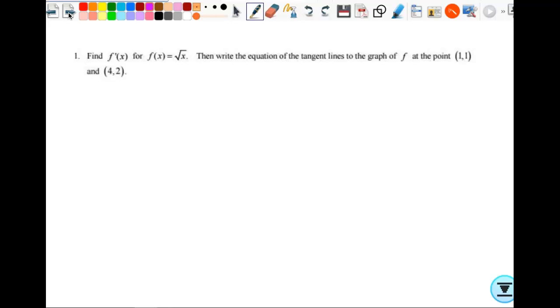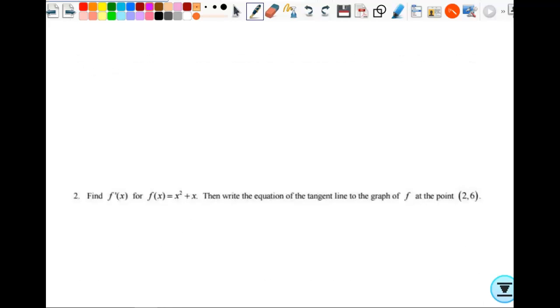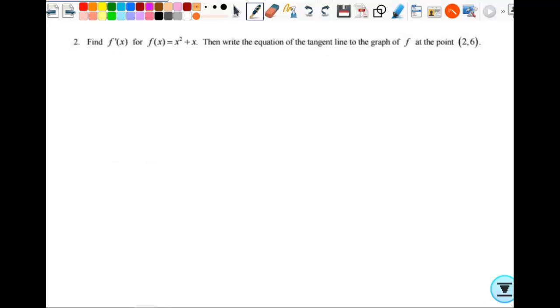All right, so let's go through a couple of other examples here. It says find f prime of x for, I think we're going to skip this one. We're not going to do all of these. We'll start with number 2. So we're going to skip that one. Okay. So we're going to find f prime of x for this one. Then we're going to write the equation of the tangent line. We don't want to forget to do that at this point. But we are first going to find f prime of x.